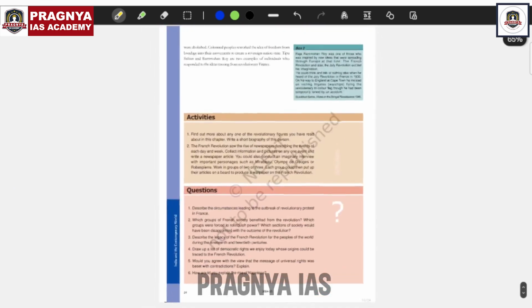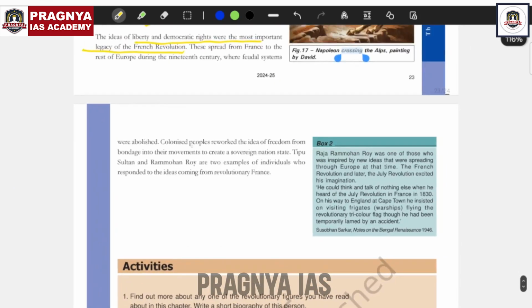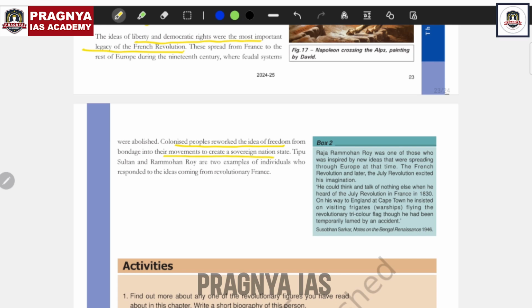Colonized people reworked the ideas of freedom from bondage into their movements to create a sovereign nation state. In India, Tipu Sultan and Raja Rammohan Roy are two great examples of individuals who responded to the ideas coming from the French Revolution.